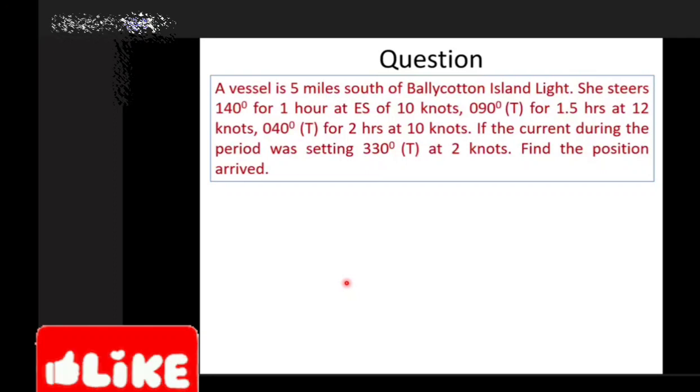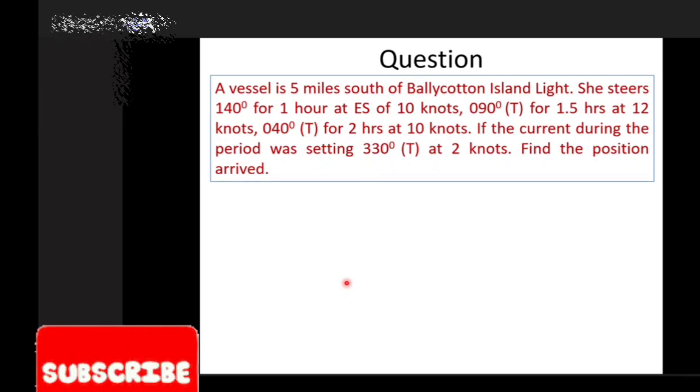Vessel is 5 miles south of Ballycotton Island Light. What does this give us, beta? It gives us the initial position. Very good. She steers 140 degrees true for 1 hour at an engine speed of 10 knots. We are not interested in learning conversion here, that we already know. If conversion has to be done in the question, please take care of it, because the courses to be plotted have to be true courses.